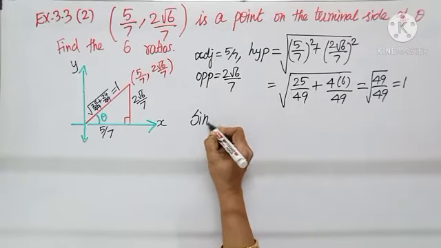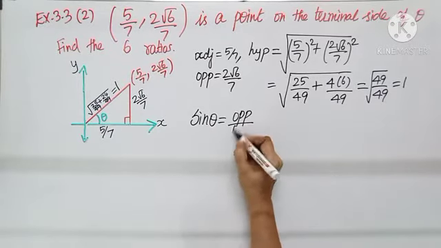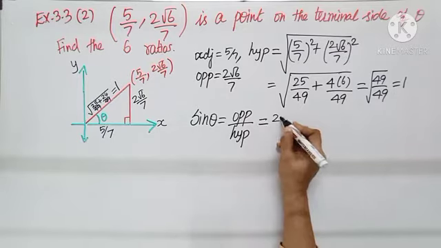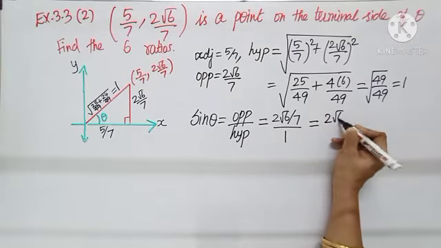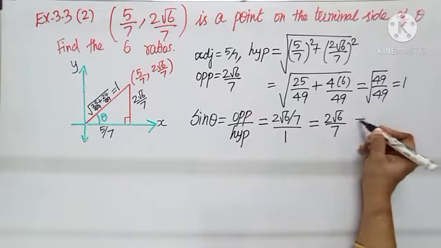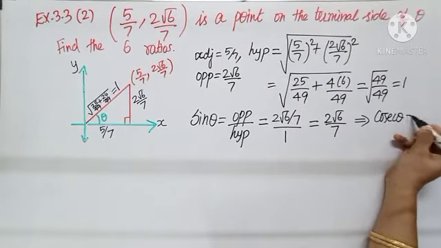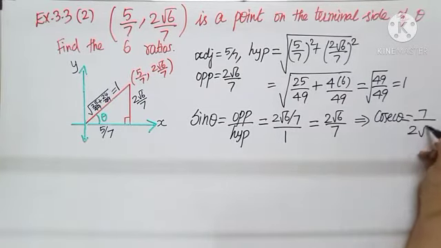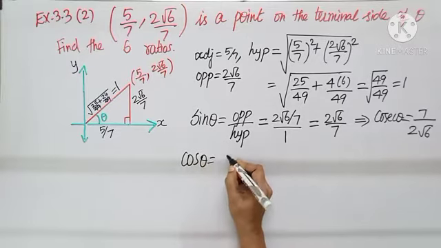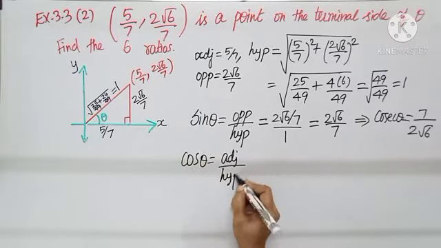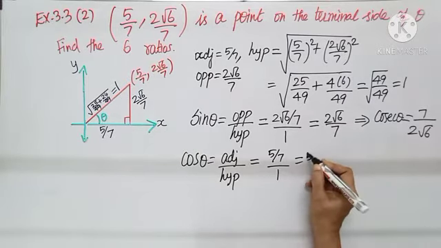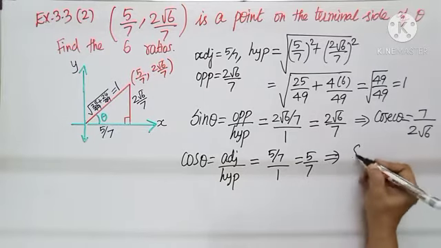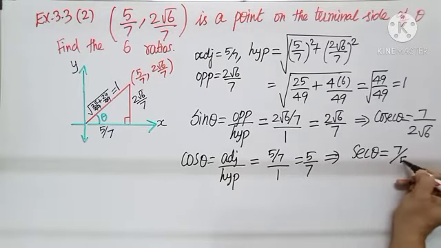Very first one, sin theta. The formula is opposite by hypotenuse. I get (2√6/7) by 1, that is 2√6/7. Immediately you can write cosecant theta, the reciprocal, 7 by 2√6. The next idea, find out cos theta. The formula is adjacent by hypotenuse. Adjacent 5/7, hypotenuse is 1. We get 5/7. The reciprocal, secant theta, is 7 by 5.